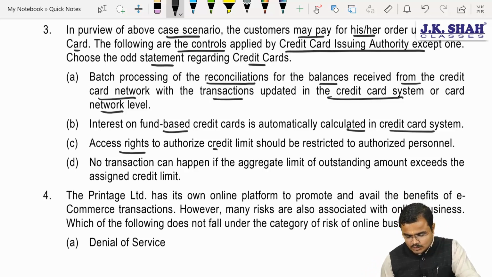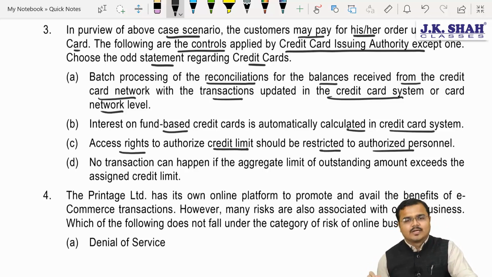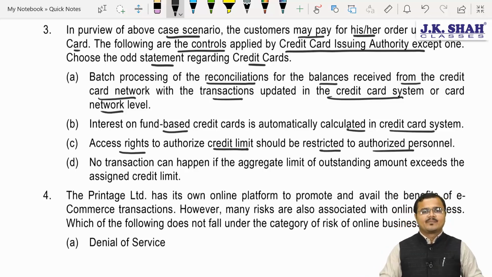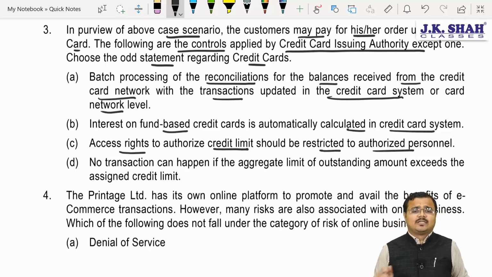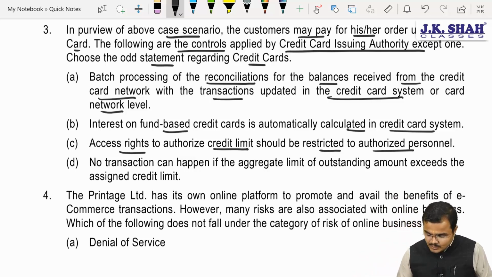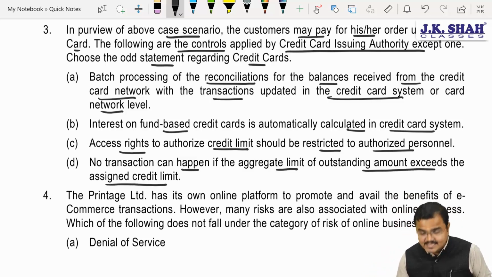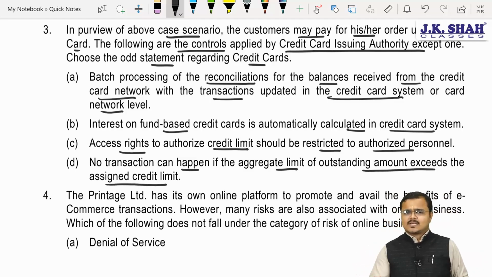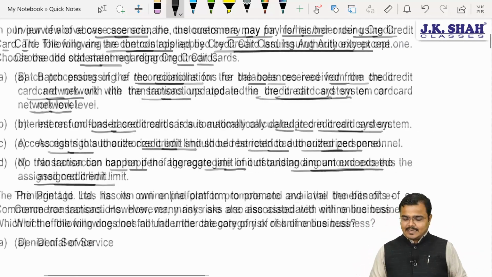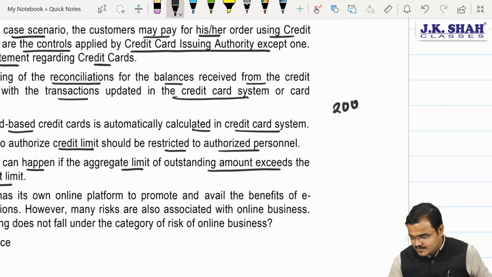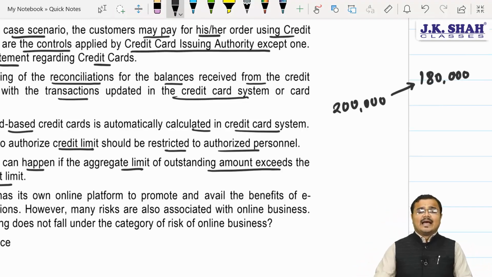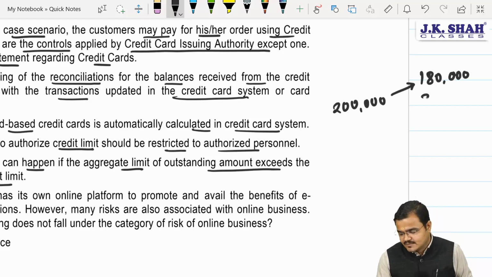Access rights to authorize the credit limit should be restricted to authorized personnel. We know very well, Chartered, the CRM, credit and risk management team, is going to determine how much credit should be given to you. That's correct, sir. No transaction can happen if the aggregate limit of the outstanding amount exceeds the assigned credit limit. Sir, this is also very clear, because if my credit card limit, Chartered, suppose is 2 lakh rupees, correct? Yes, I have already used 1,80,000 rupees. Agree? Yes sir.